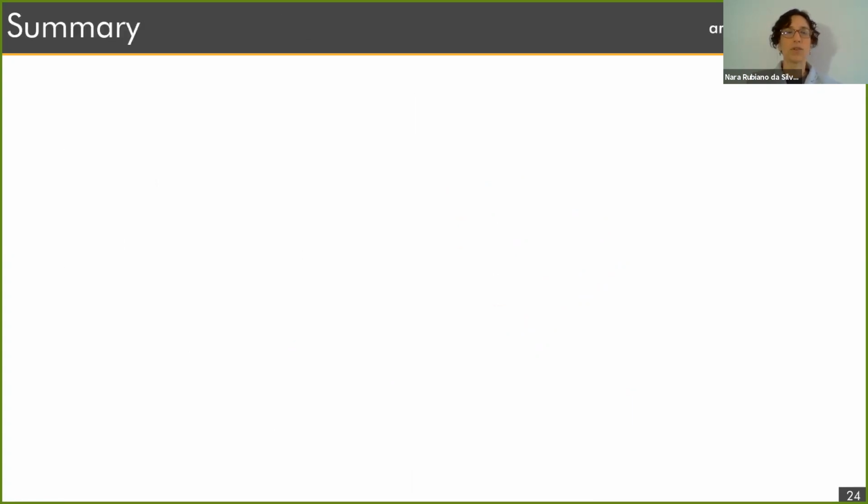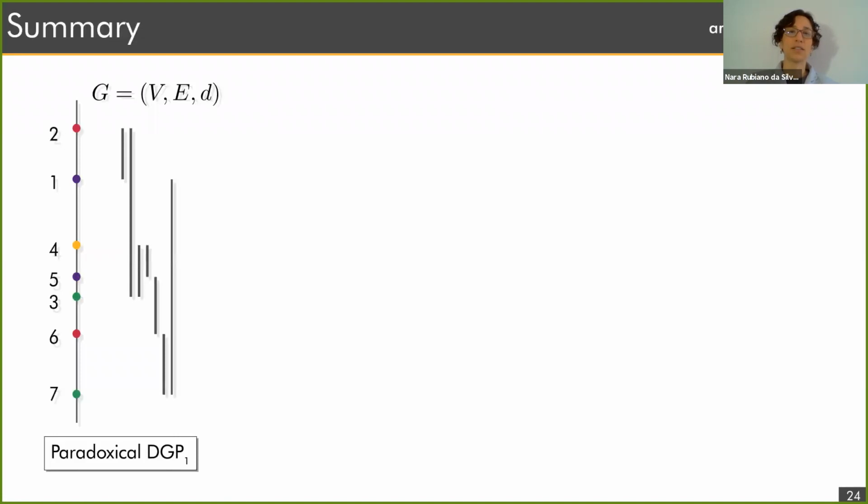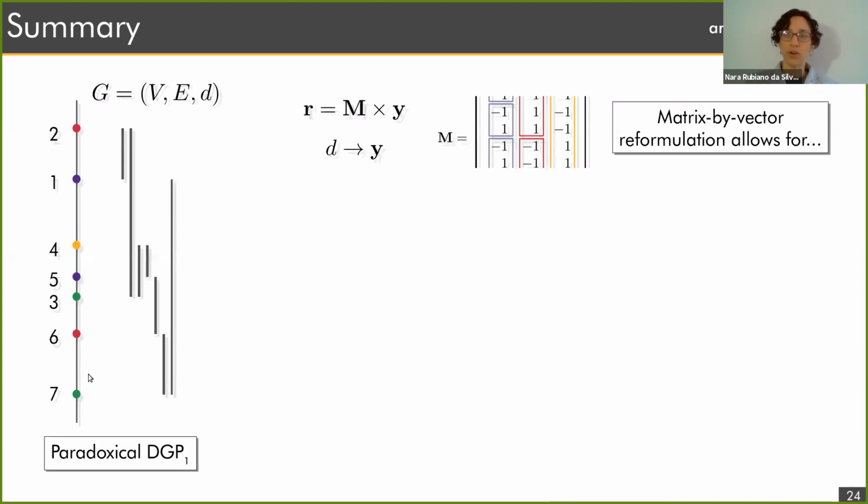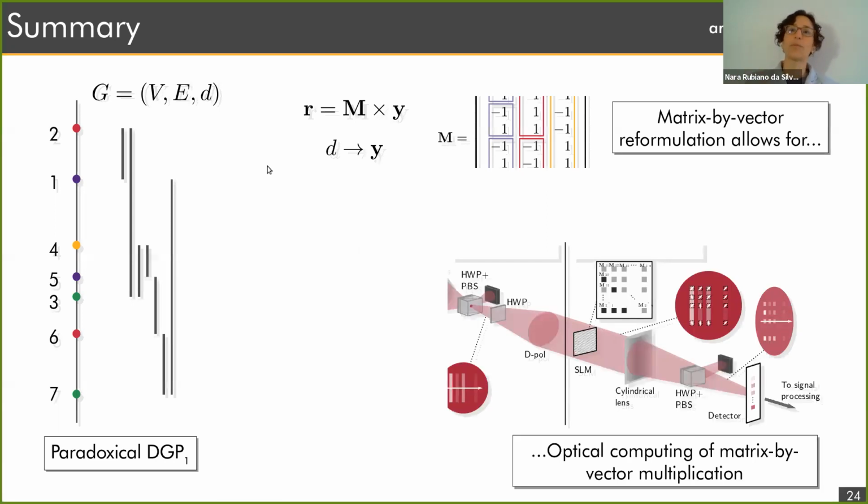So to sum up, I defined a subclass of DGP problems we want to solve using our optical scheme, the paradoxical DGP1 instance. This problem, we reformulate as an algorithm to solve it using a matrix by vector multiplication. And we propose to perform the necessary operations by using an optical scheme based on SLMs and polarization projection.